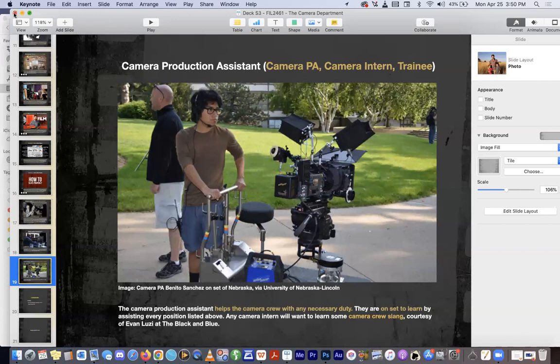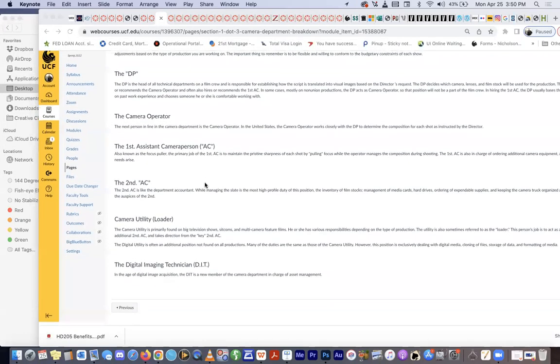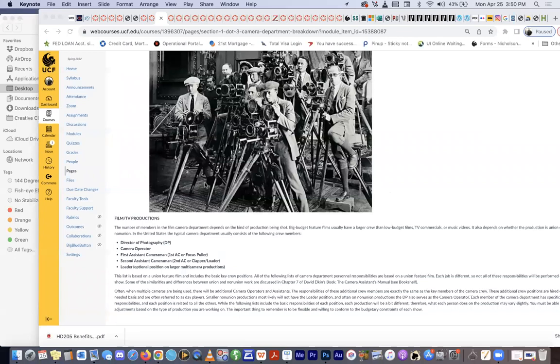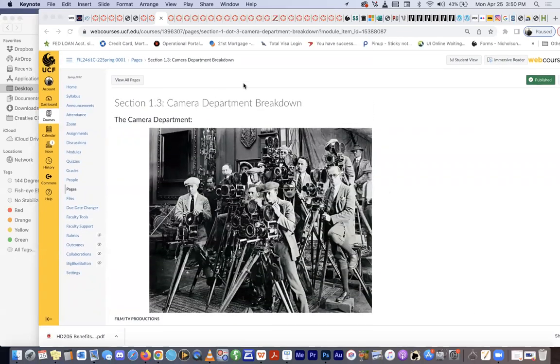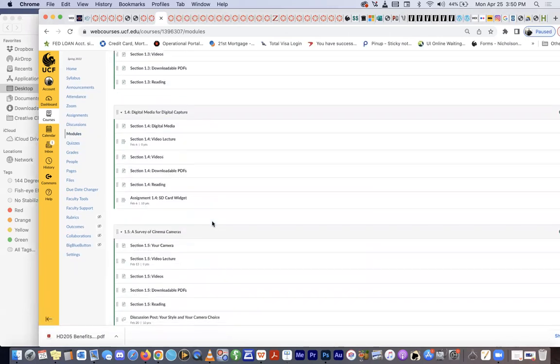That was section 1.3. Does anybody have any thoughts or questions about section 1.3, or should I move on, keep forging ahead? I think this is a fairly simple module, not terribly complicated. So I'm going to move on then to module 1.4.